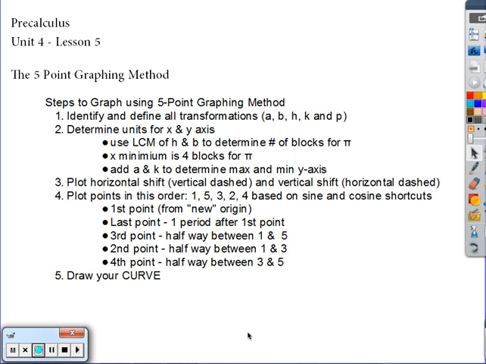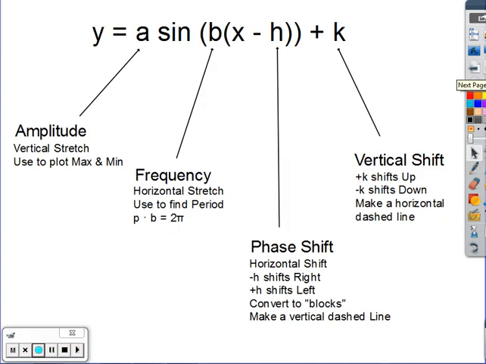But here are the steps to graph in the 5-point graphing method. I'm not going to read through all of them right now, but you'll be able to see them in action as we plot some graphs. This is from the last video in case you didn't get it or didn't watch it.